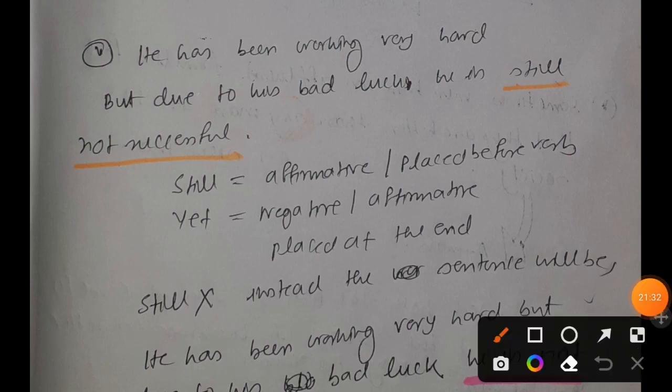He has been working very hard, but due to his bad luck, he is still not successful. So still is usually used before a verb. Okay, and still is mainly used for affirmative type sentences. So under such circumstances we will use yet. Yet is used for negative type questions or whenever we are using it for any kind of affirmative type. Okay, so here yet is more preferable than still.